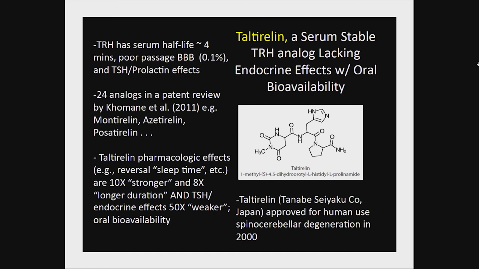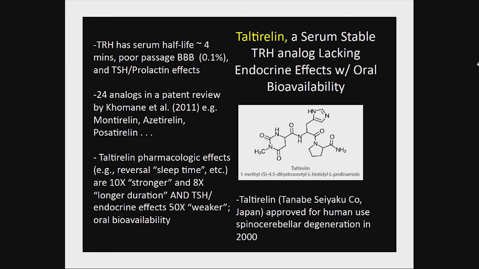But drug companies have tried to address this. A review of the patent literature in 2011 found 24 different analogs of this reported in the patent literature. So there's a lot of different options, a lot of different flavors of TRH. Taltirelin is one of these agents. They have names like Montirelin, Azetirelin, Posatirelin. So Taltirelin is one of these agents, and it was developed by a Japanese drug company.